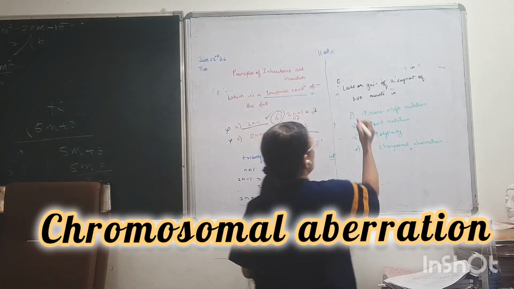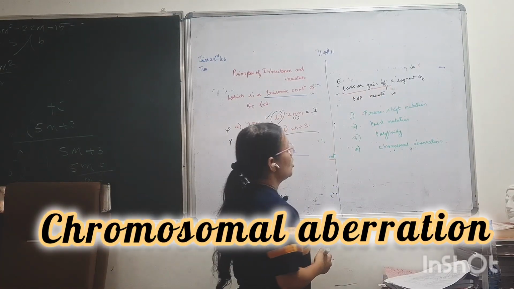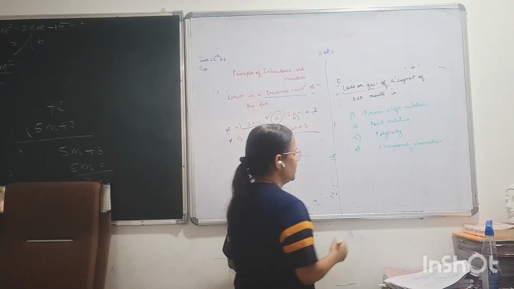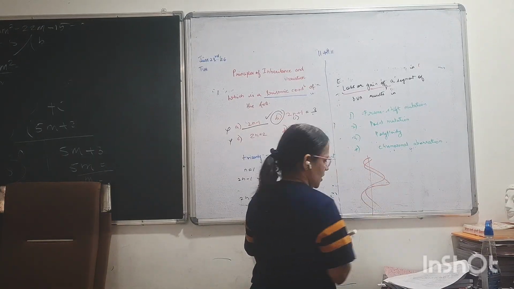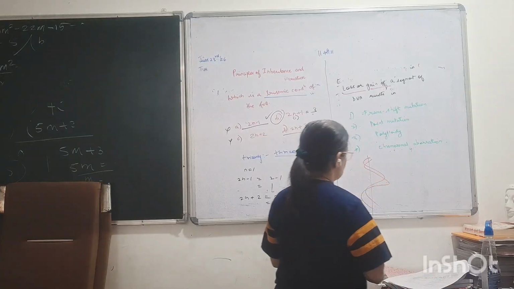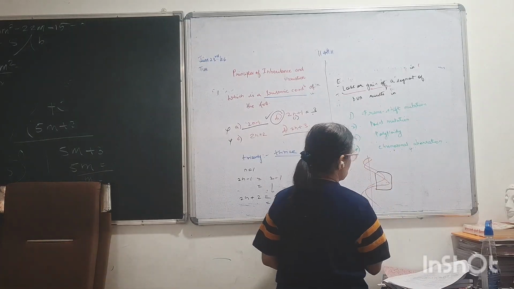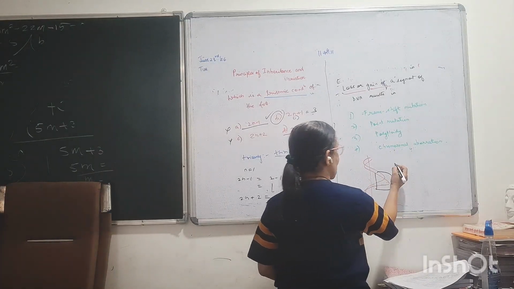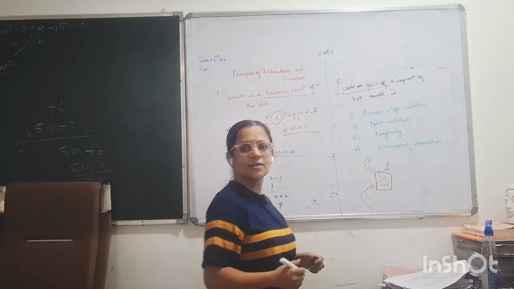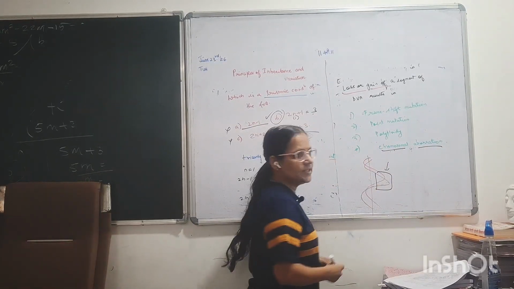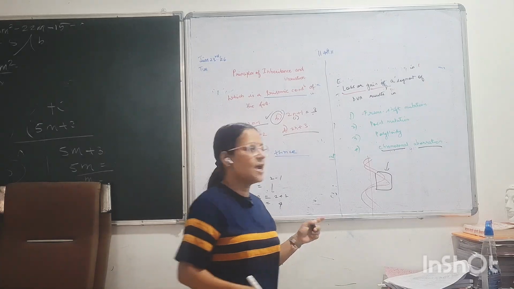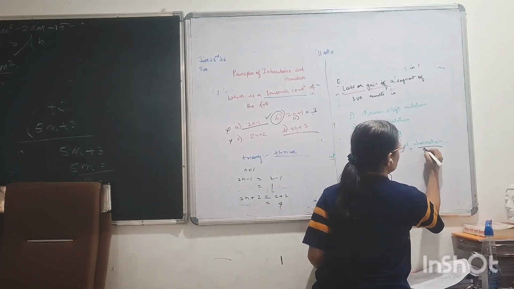Let us see loss or gain of a chromosome or a segment of DNA. Right? Suppose I have this DNA and a part of it is lost. Some part is lost or some new part is added over here. Then it is going to affect the chromosome, because DNA is a part of the chromosome, right? And aberration means abnormal.